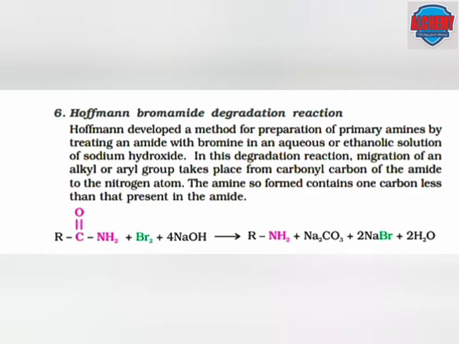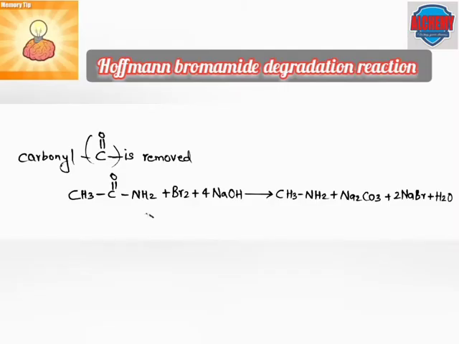The general formula for Hoffman bromamide degradation reaction is given here. The memory tip for Hoffman bromamide degradation reaction is given here. The logic is very simple. The carbonyl or C double bond O group is removed from the amide. An example is given here. CH3C double bond O NH2 plus Br2 plus 4 NaOH gives CH3NH2 plus Na2CO3 plus 2NaBr plus H2O.